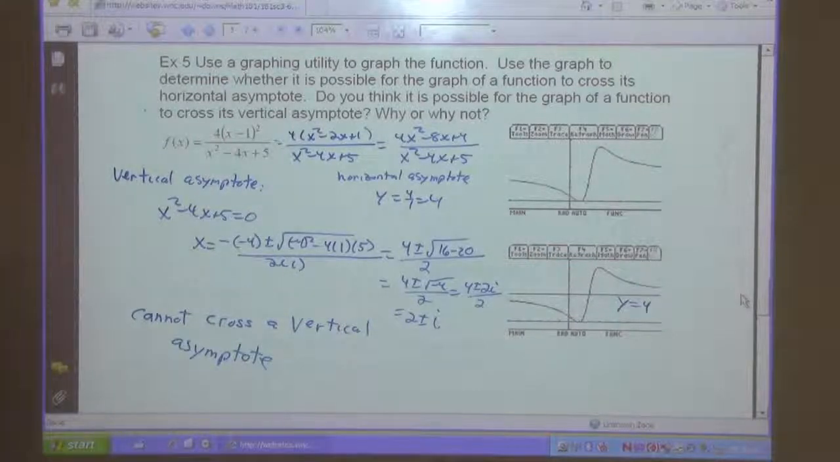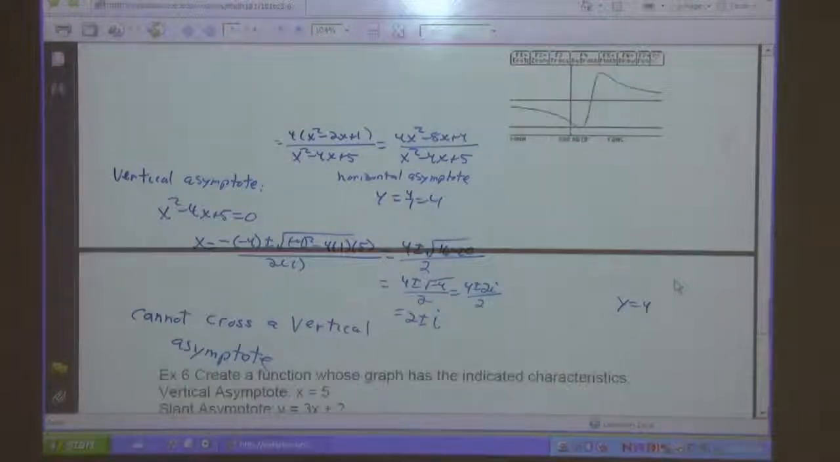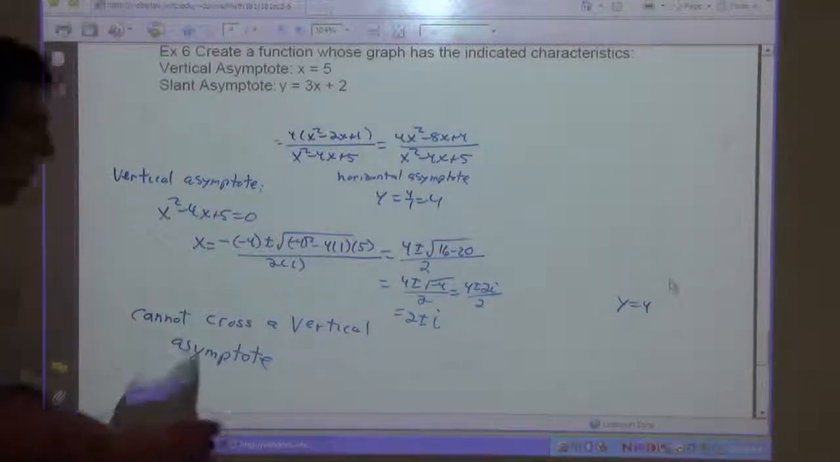Okay. Let's move on to our last problem of this section. So feel free to pause. I guess now feel free to back up.